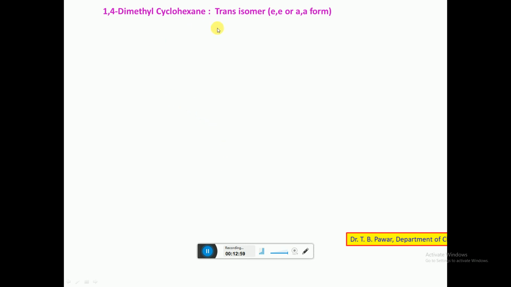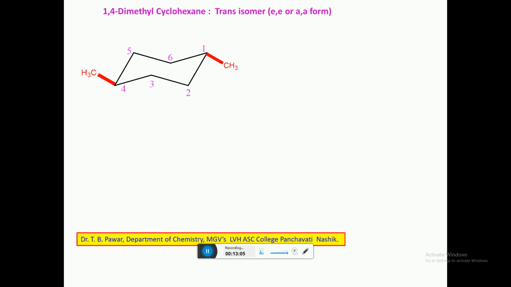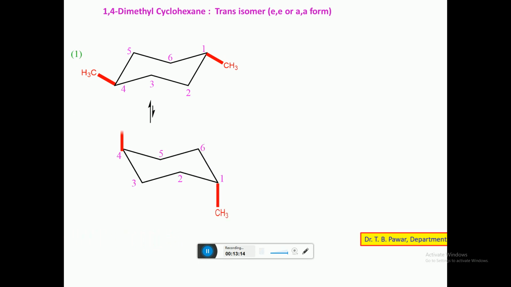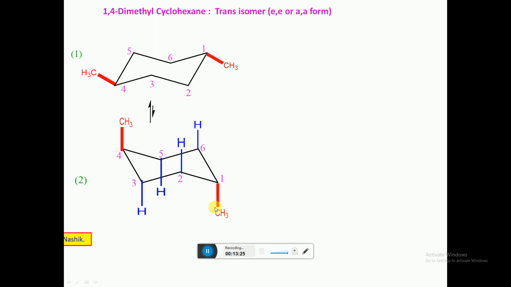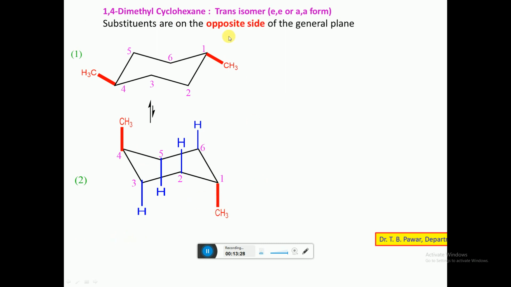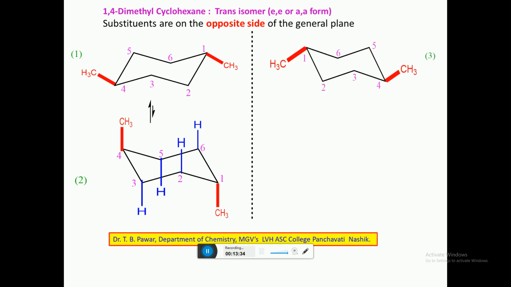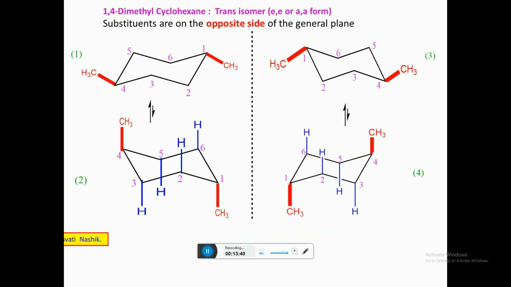Now the 1,4-dimethyl trans isomer. Here the trans isomer is a very interesting example. Both methyl groups are equatorial or both methyl groups are axial. So when structure 1 flips into structure 2, equatorial changes to axial, and both are on opposite sides of the general plane, so it is a trans one. If we place the mirror again, structure 1 is the mirror image of structure 3, and structure 4 is a mirror image of structure 2.